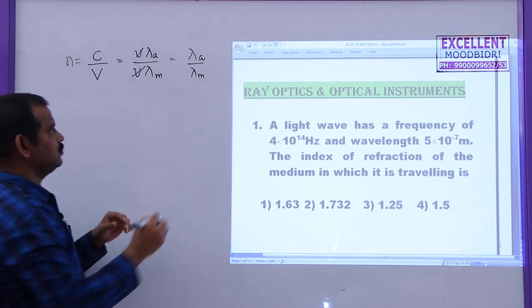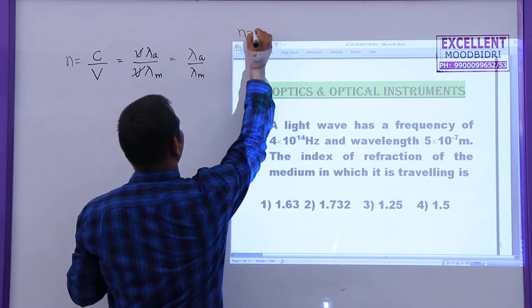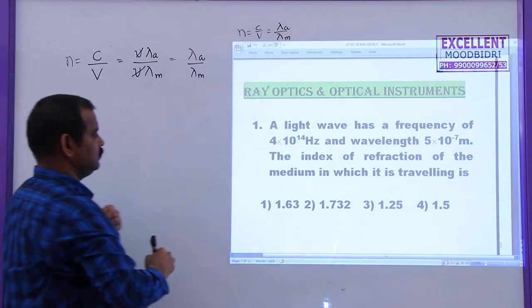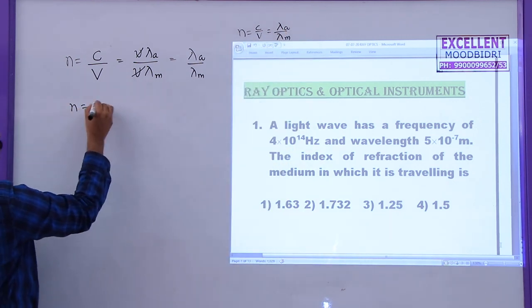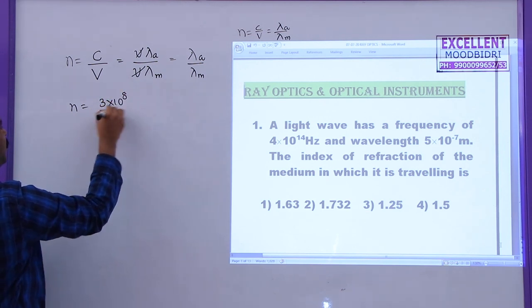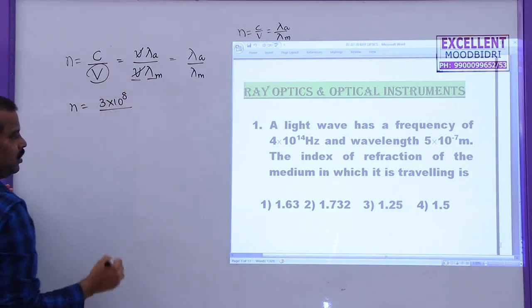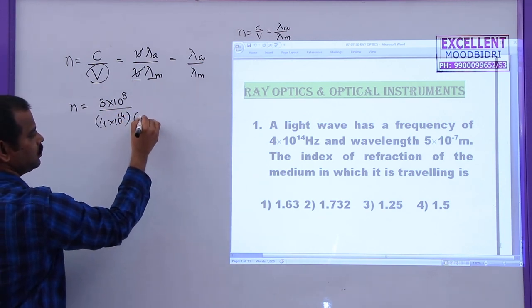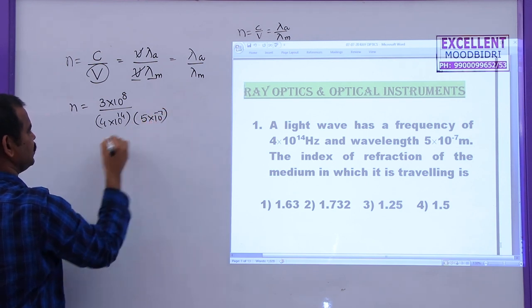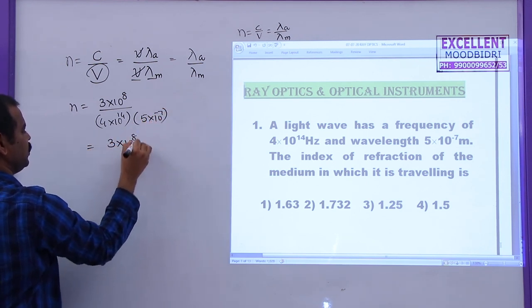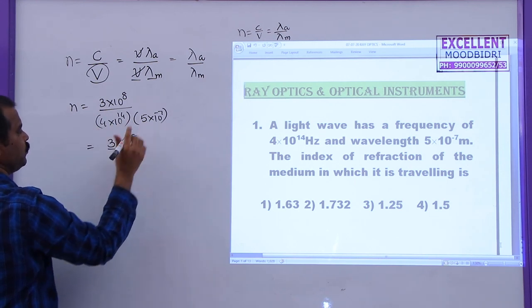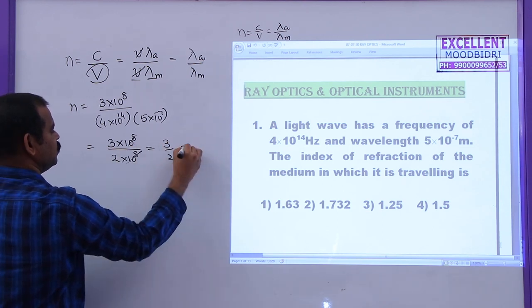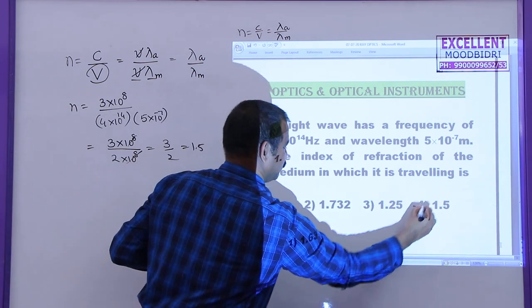So these are the formulas. Let me write this one. N is equal to C by V, which is equal to lambda air by lambda medium. In this problem, C is equal to 3 into 10 power 8. Velocity is frequency into wavelength. Frequency is 4 into 10 power 14, wavelength is 5 into 10 power minus 7. So this will become 3 into 10 power 8 by 5 fours 20 into 10 power 7, or 2 into 10 power 8. So this is 3 by 2. So the answer is 1.5, option 4 is correct.